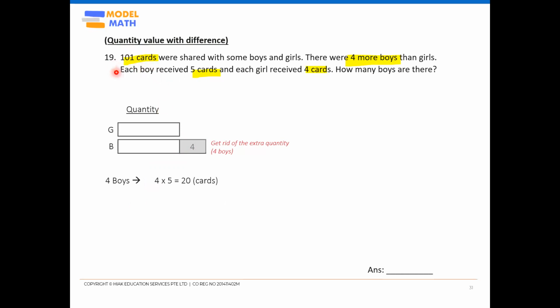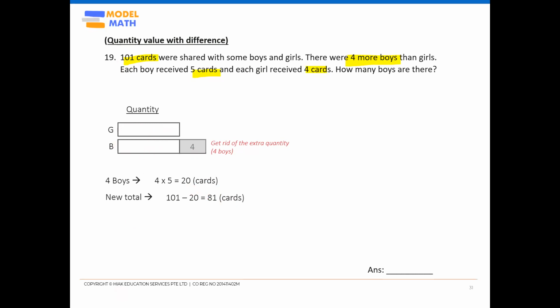Now, your total cards initially was 101. So now that I've removed these four boys, which also means removing the 20 extra cards, I will have to find out the new total number of cards I'm left with. So simply 101 cards minus away these 20 extra cards. Now I'm left with 81 cards. What's the significance of these 81 cards? These 81 cards belong to the white models here, because there are no more four extra boys. So this new 81 cards belongs to these two models.